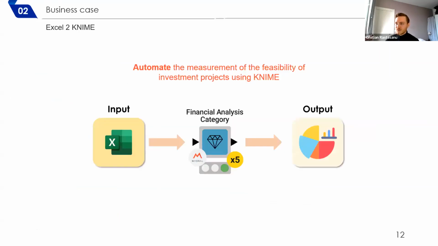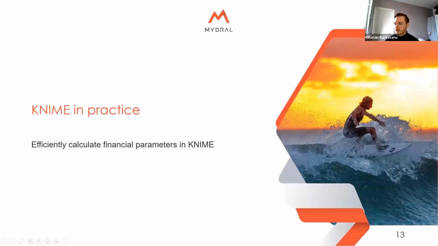So how do we automate the measurement of the feasibility of investment projects using Knime? First of all, we will have an input. So we'll have the Excel files with all the tabs, with all the projects. We'll read them. We will apply the components of our measurements, so all the 5 components. And we'll have an output that we can actually read and compare the projects so that we can take a decision. Okay, so let's put this in practice.